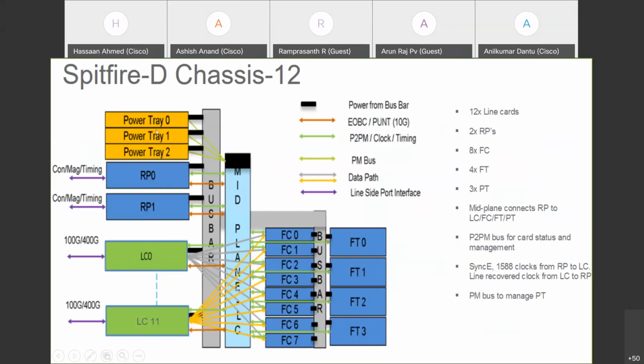Your RP controls your power trays using the PM bus. Plus, it controls your LCs and the FCs using the P2PM connections. The FPGA on the RP controls the line cards and the FCs using the P2PM connection. Plus, all the clocking information, in case you are using any clocking and timing interfaces or getting time from the line and passing it on to the RP, the same P2PM connection would be used for that. For the data part, the RP is not in the picture. It is directly between the line card and the fabric card. So that's right.